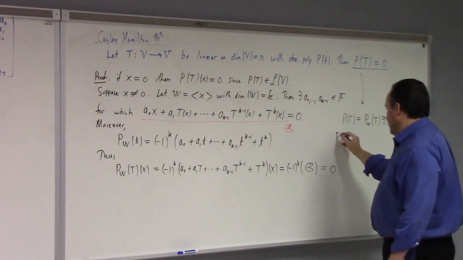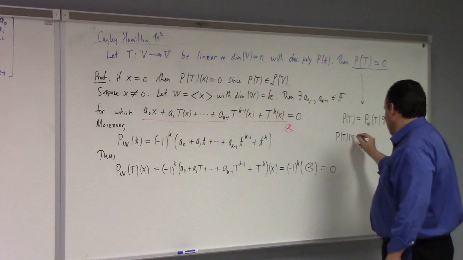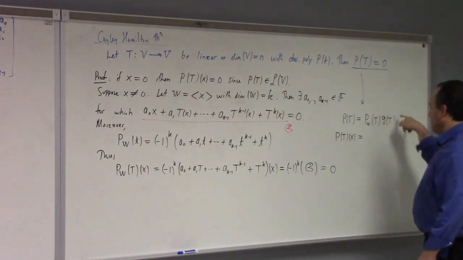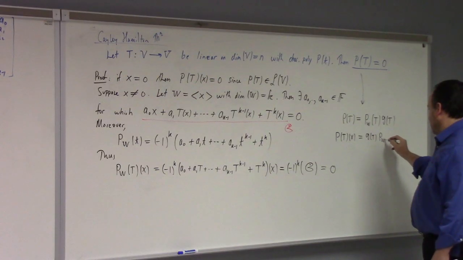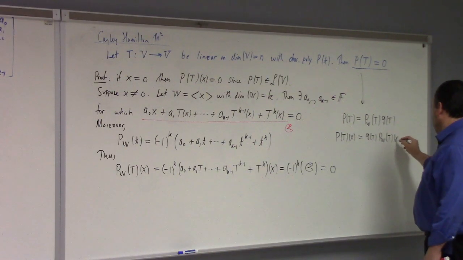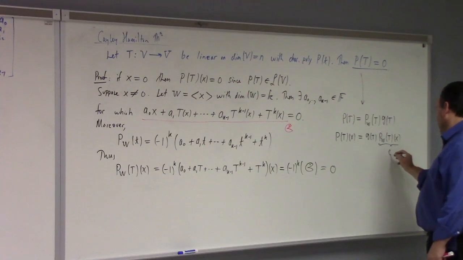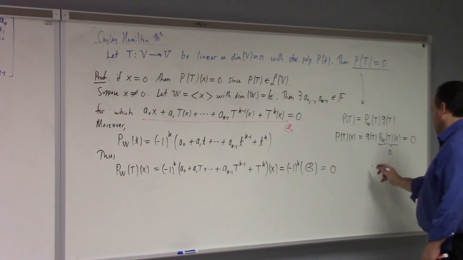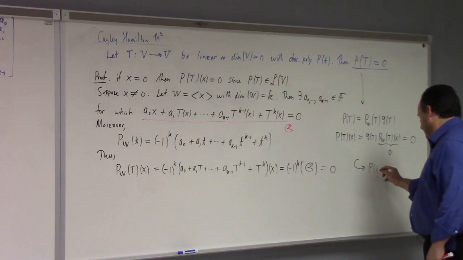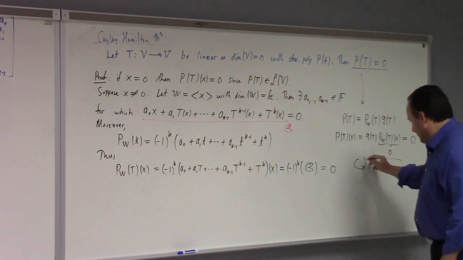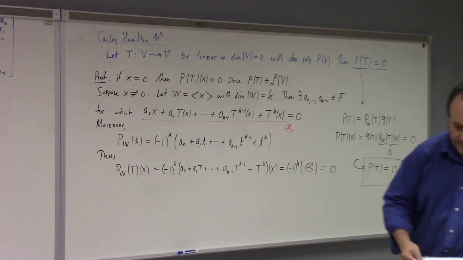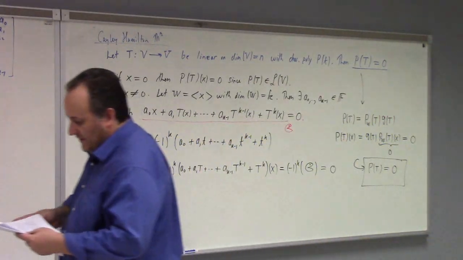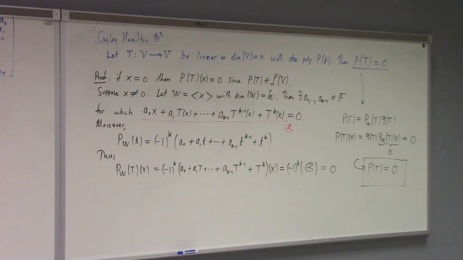And so when I take p of t and I let x act on it, first of all, these commute, so I could have written this g of t and then p sub w of t acting on x. But that is 0, which means this is 0, which means that p of t is equal to 0. And that's the Cayley-Hamilton theorem: if you plug the linear transformation into the characteristic polynomial, you get back the trivial transformation.